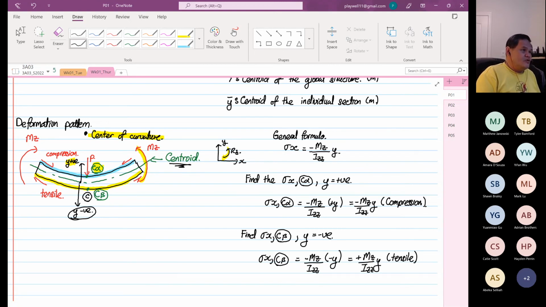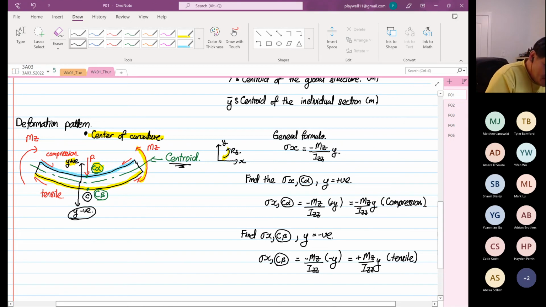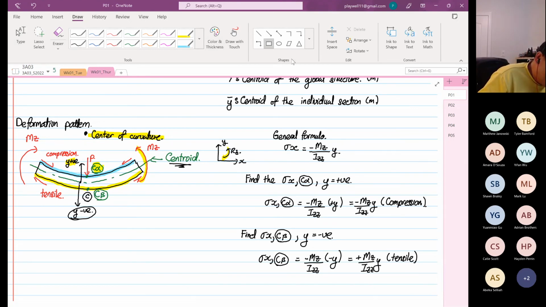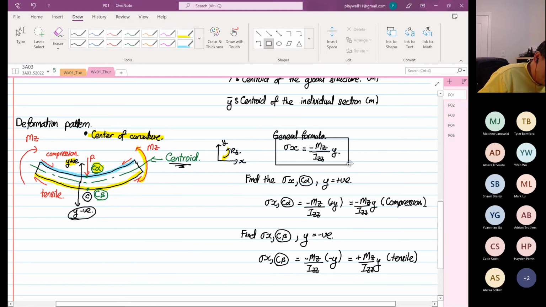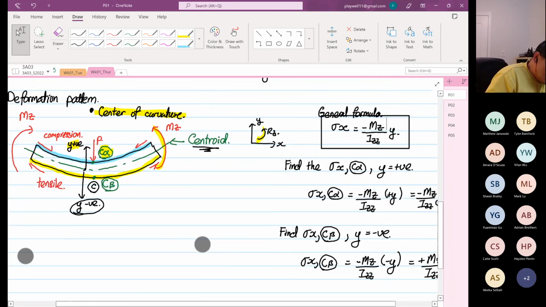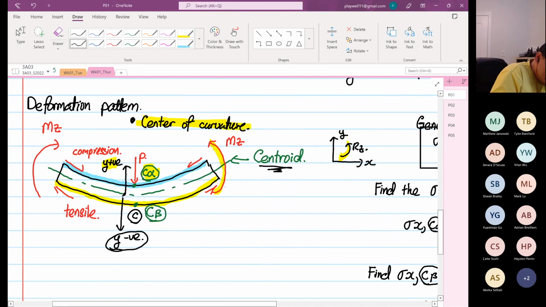So what do I mean by better? If you cannot remember this formula that I'm going to highlight in a box now, if you forget that there's a minus sign, don't panic. What do I mean by don't panic? Now I want to draw your attention to the moment vector. So this is our moment vector.